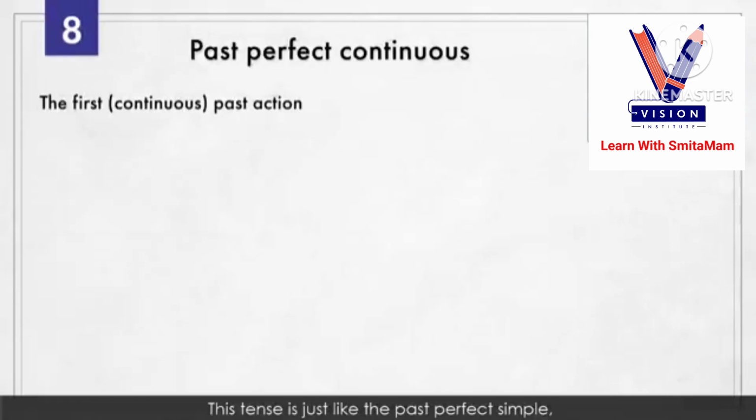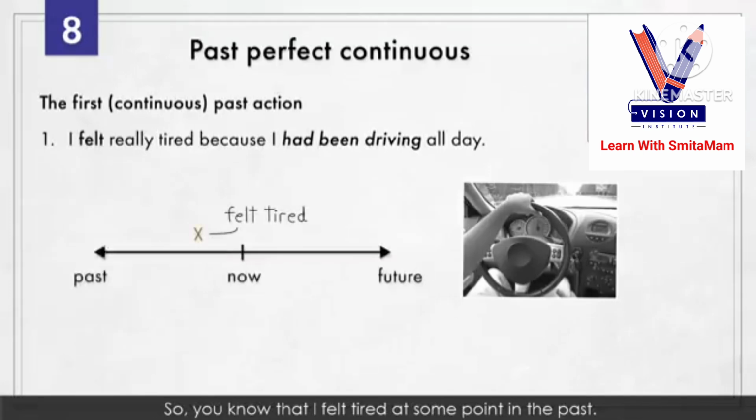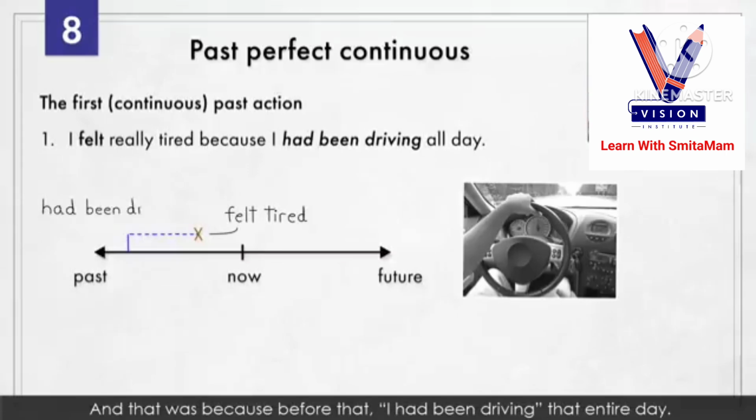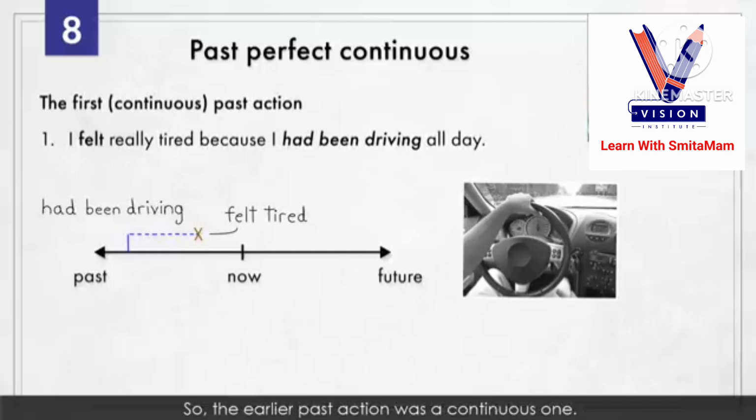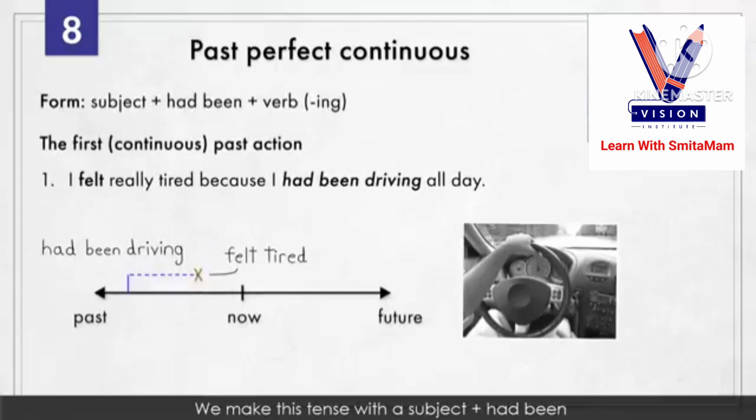This tense is just like the past perfect simple, except the first past action is continuous. For example, I felt really tired because I had been driving all day. So you know that I felt tired at some point in the past, and that was because before that I had been driving that entire day. So the earlier past action was a continuous one. We make this tense with a subject plus had been plus verb in the continuous or ing form.